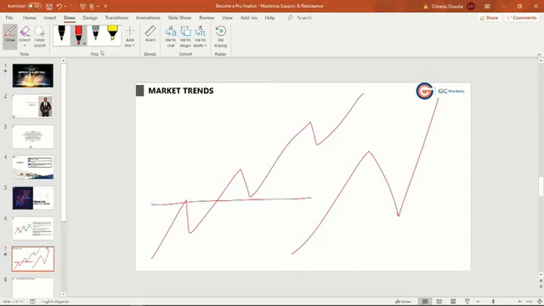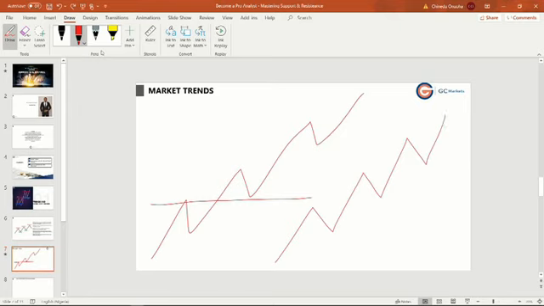When you see a market making progressive higher highs and higher lows, so you see the high, the next high is higher than the previous high, and the next low is higher than the previous low, continually, the market is in an uptrend. So you can see the market has been in an uptrend here. Now, when you see that the market is not really moving that much, it's just going from side to side, like you can see here, the market is not moving very far. This is what we call a sideways trend.